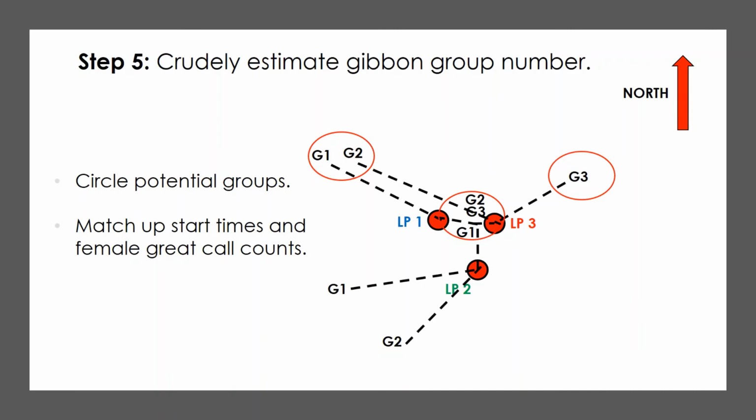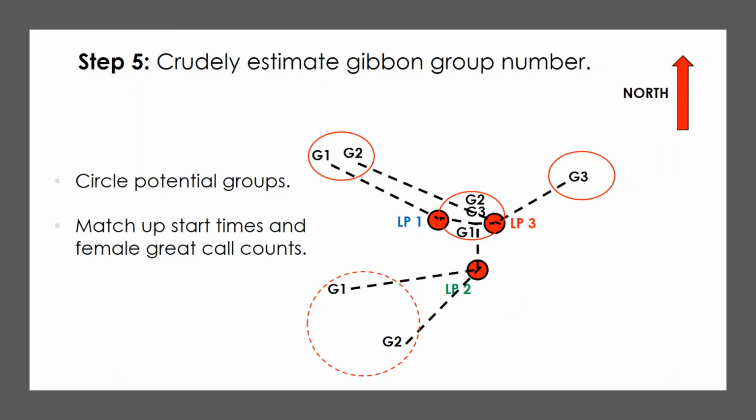So here I've circled three potential given groups, and we can also look at start times and female great call counts. That's the female vocalization that's very loud and very shrill, and you can count them as she does each of her great calls, and you can kind of match up the different groups as well. You'll also see down here I've put a red dotted line because there's definitely a group down there. Listening post two are not imagining that there's a group there. They're skilled, they know exactly what they're doing.